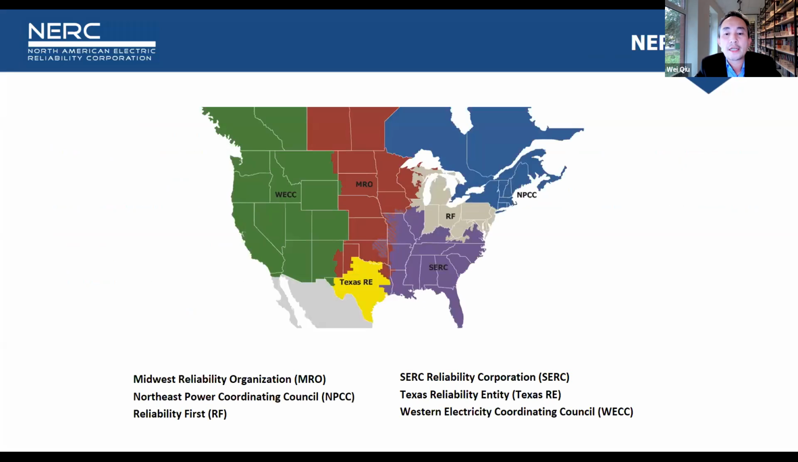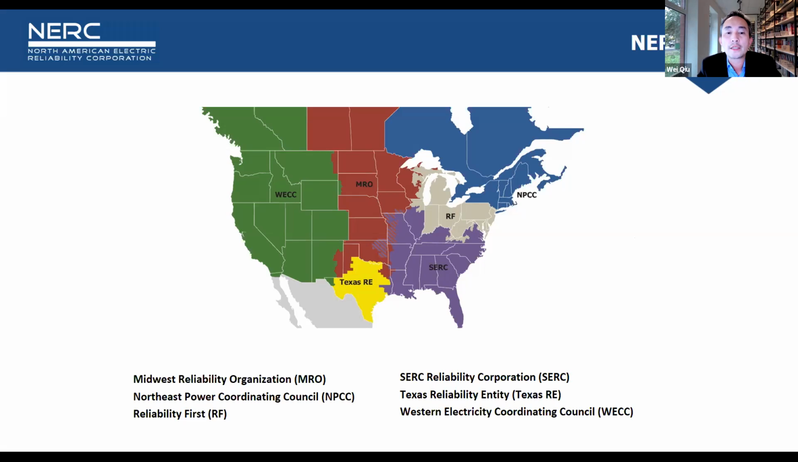Typically we have 6 regions so far. From the left to right, from west to east, is WECC. I know you guys know Washington State is in the WECC area. And we have MRO, Texas RE, RF, SERC, and NPCC.